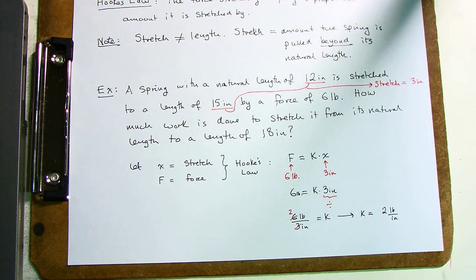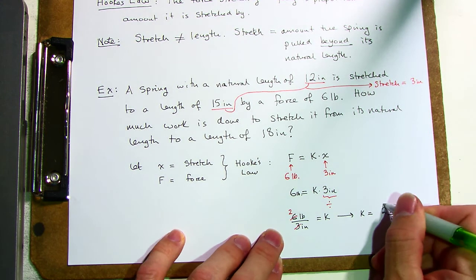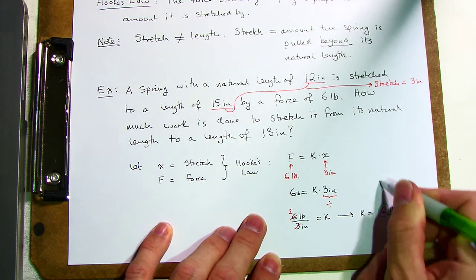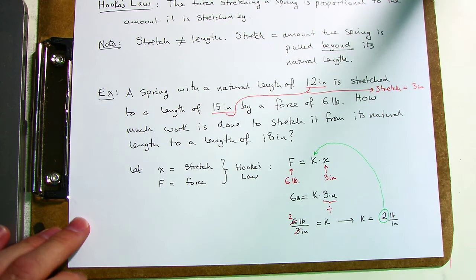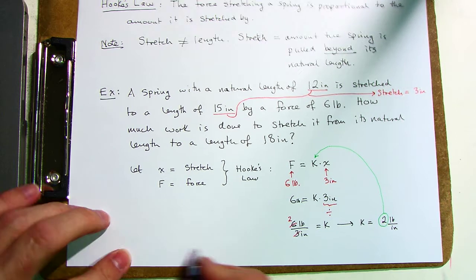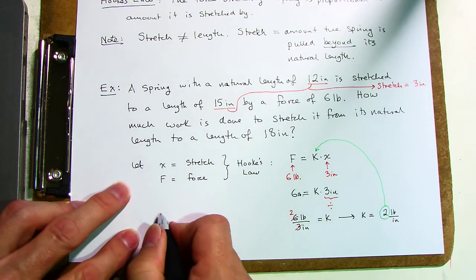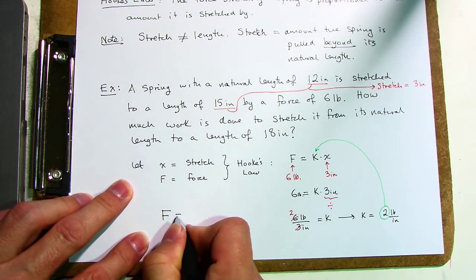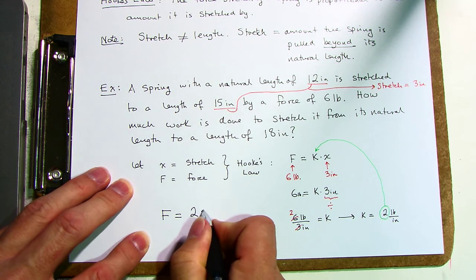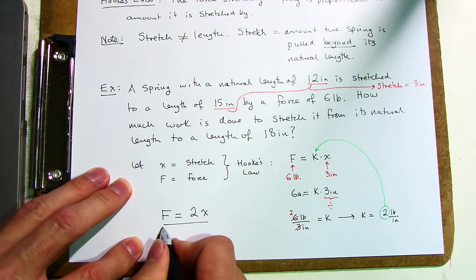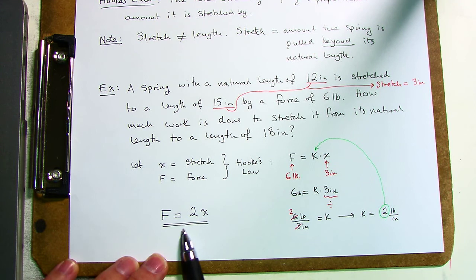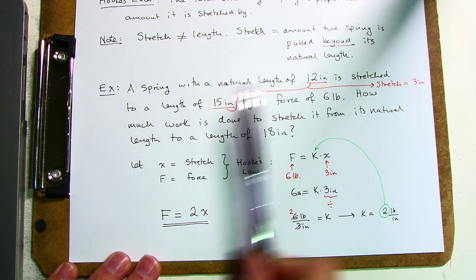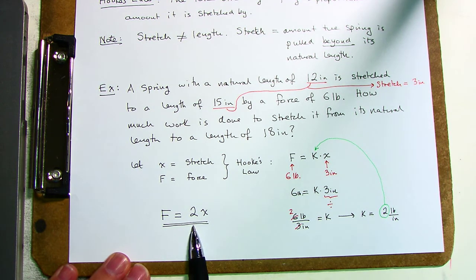You okay so far with this? Now we can take that number, that 2, and put it back in here for k, and we have now a formula for the force-stretch relationship for this particular spring. This spring has a force-stretch relationship of 2x. Now that's not the question they asked us, but that's going to prove to be very useful as we advance through this problem. So, to start with, are there any questions about how I got this?